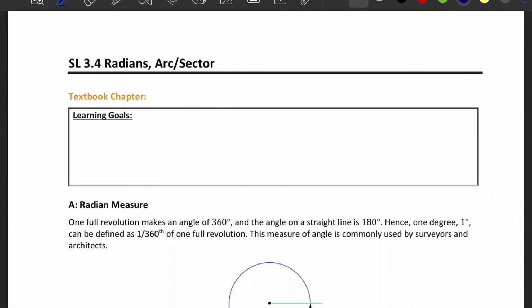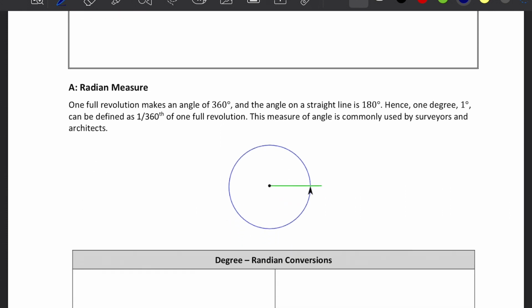Section 3.4: Radians, Arc and Sector. With this section, we need to talk about the radian measure and then the arc and sector, and how to measure an angle in terms of degrees and radians. The first thing that we need to talk about is the radian measure: how to measure radians and how to convert from degrees to radians or from radians to degrees.